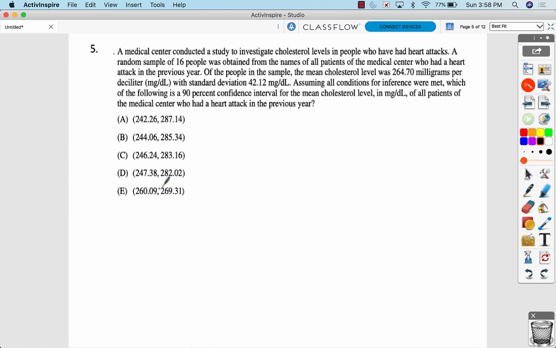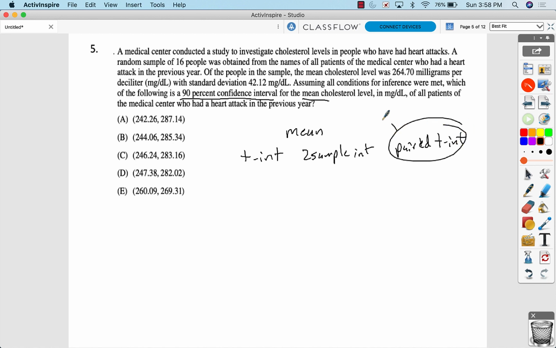Okay, it looks like they have some intervals here, so we're looking for an interval. Here we go, 90% confidence interval. For what? For the mean. I know it's a mean problem. So it's either going to be a t-int, a two-sample t-int, or a paired t-int. And a paired t-int is done the same way as a t-int on your calculator, okay? But these would be different.